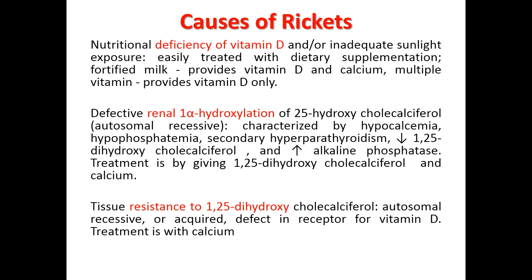The other form is tissue resistance to 1,25-dihydroxycholecalciferol, which is an autosomal recessive or acquired defect that occurs in the receptors of vitamin D, and the treatment is with calcium only. Why? Because vitamin D cannot cause stimulation of the intestinal cells, because they have resistance to the active form. It may be genetic, autosomal recessive, or may be an acquired defect in these receptors, so the treatment is with calcium.